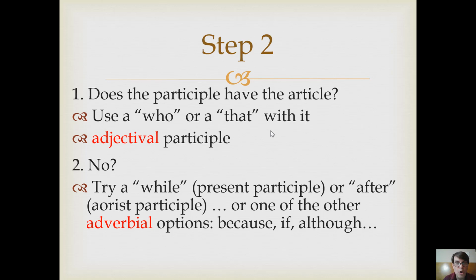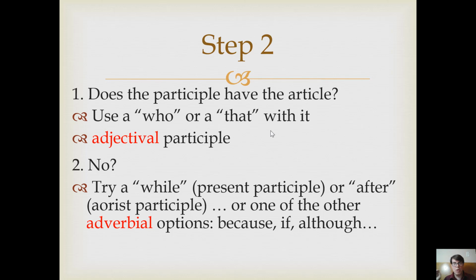Adverbial participles are where, even though it relates to a noun or pronoun in the sentence, it's especially telling you about the verb. So while tells you the timing of the verb. Because tells you the condition or the cause of the verb, or if tells you the condition of the verb. But let me summarize what I've just said here in a simple rule. Step 2, if the participle has the article, use who or that. If it doesn't, use while or after. Now, there are lots of other possibilities, but that'll get you going in beginning Greek. If the participle has the article, use who or that.